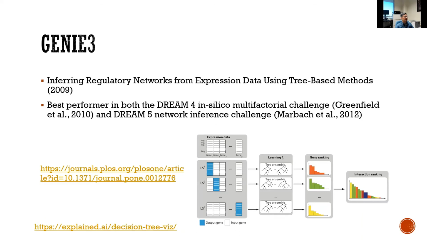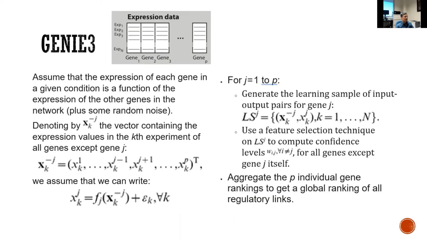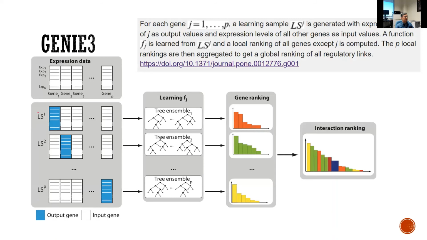GENIE3 was published in 2009. It was in a competition called the DREAM4 competition. This algorithm competed with a lot of different algorithms and turned out to be the best. GENIE3 is based on random forest. It starts by generating so-called learning samples. That's a lot of mathematical details. Basically, you generate different sets of these learning samples, and you are going to use them to train the random forest algorithm.